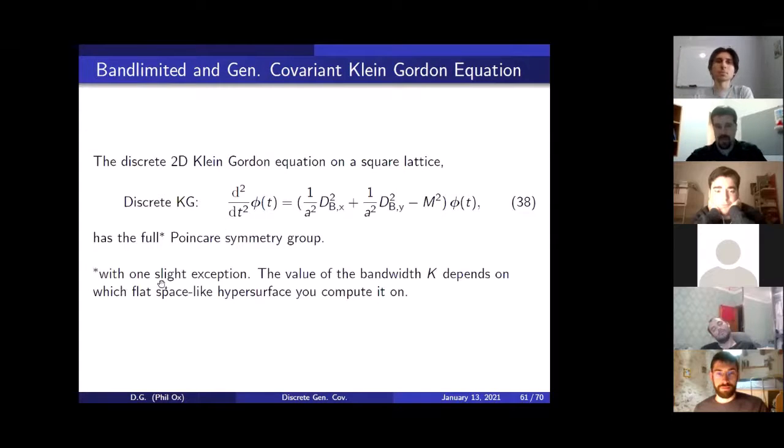With one slight exception, I should note that in these Lorentzian type theories, the bandwidth has a frame dependent value. So the bandwidth K depends on which flat space-like hypersurface you compute it on. There's a way of formalizing what this means that I can talk more about later. Depending on how you pick the surface, its value changes, but the fact that it's finite doesn't change. You can think of this as just length contraction, shrinking lengths, and then expanding bandwidths, essentially.